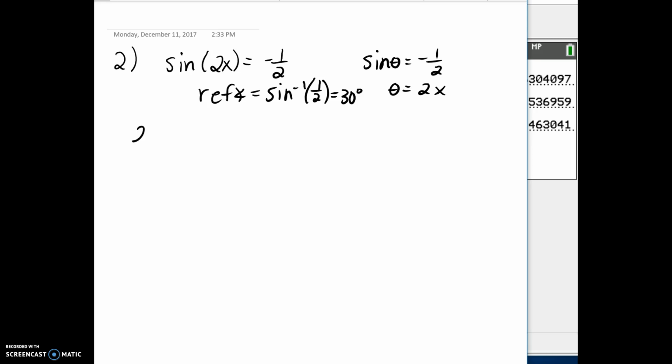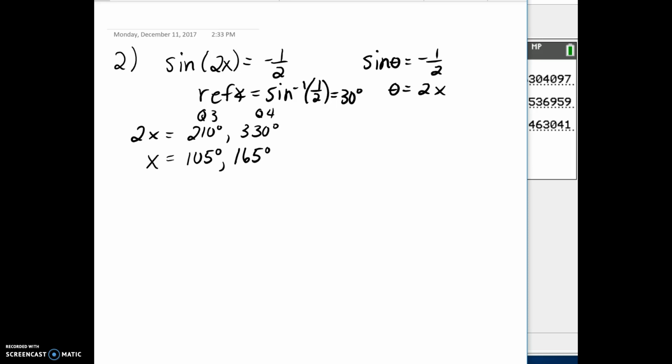And then instead of writing x equals, I'm going to write 2x equals. Sine is negative in quadrants 3 and 4. So the angles that go with 30 in those quadrants are 210 and 330. Now we haven't fully solved for x, so we're going to divide everything out by 2. We're going to get x is 105 and 165.